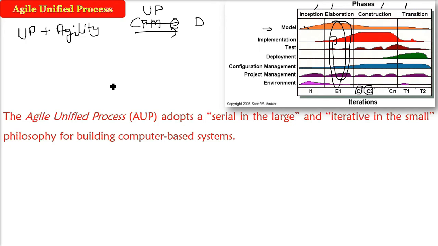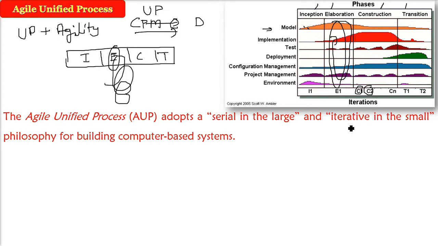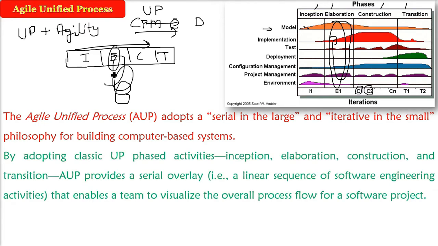But when we add agile to the unified process, we are actually doing two things. Serial in the large: from a large perspective, we are using inception, elaboration, construction, and transition. But whenever we talk about a single phase, we are iterating it because we want delivery in short periods. So serial in the large is all about the actual unified process, but iterative in the small is all about the agility we are trying to implement here.